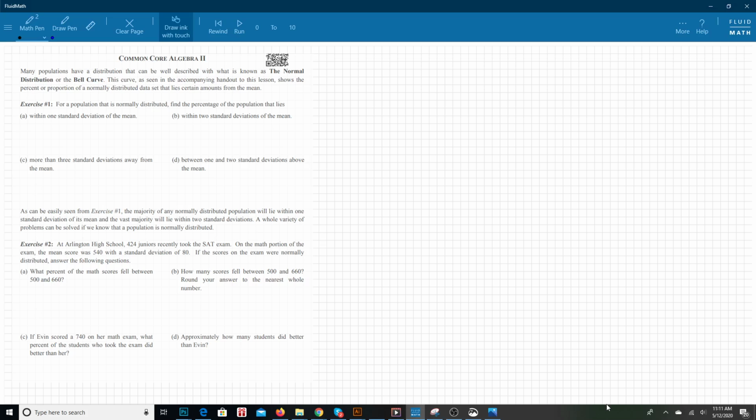So, this is pretty much the start of statistics. This is what's known as the normal distribution. This is just the distribution of the norm of information.